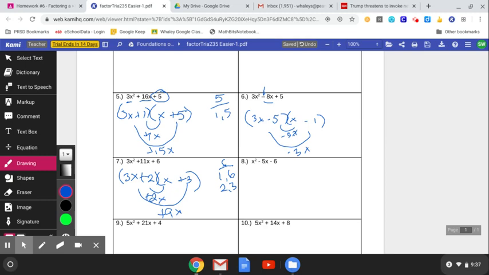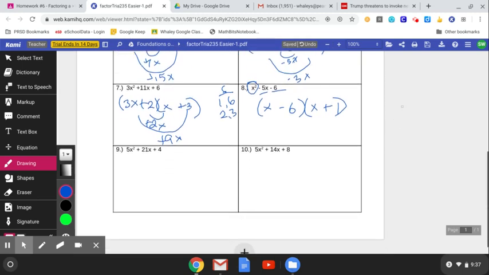All right, number 8. Well, 8 doesn't have a GCF, but look at the way 8 starts. So let's not forget how easy these ones are. If they go x and x, we just need numbers that multiply to be negative 6 and combine to be negative 5. A little tricky on this one, but it's negative 6 and positive 1. They multiply to be negative 6, and they combine to be negative 5. That only worked because it started with x squared. If it started with anything else, we wouldn't have been able to do that.